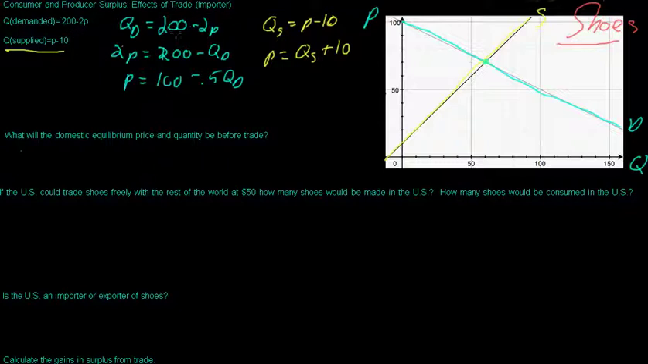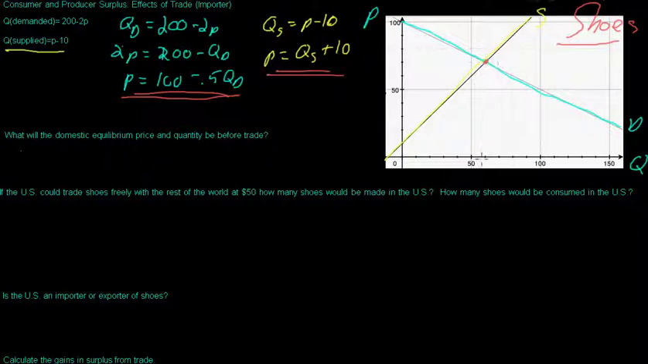I just went ahead and rearranged this into P equals, or Y equals, right here and graphed it. Then I did the same thing for quantity supplied, which is Q equals P minus 10, shifted that over into P equals, and graphed that in yellow. The starting point for all of these problems is the domestic equilibrium price and quantity before you're open to trade. You can set these two equations equal, solve for quantity, and then plug back in to solve for price. Or you can just graph them and see where they intersect. That does the exact same thing, and it's quicker just to graph them, so I already did that for you guys.